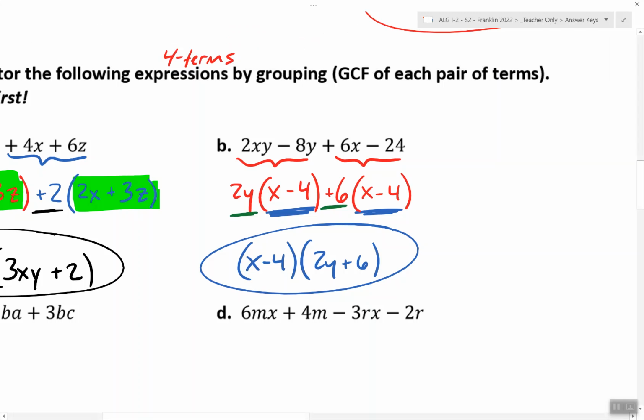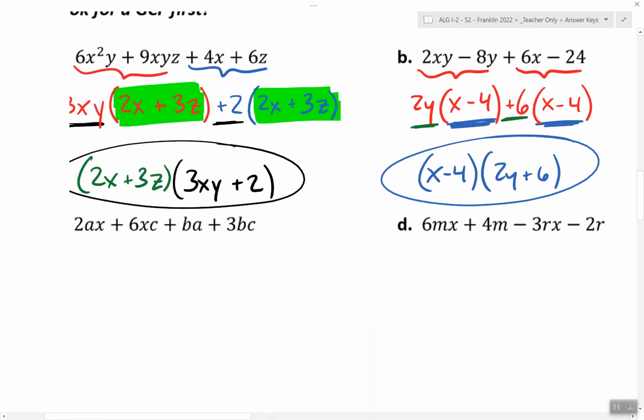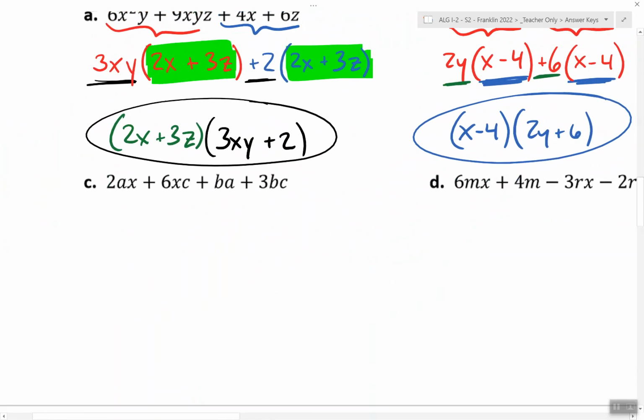So first two terms, take the GCF. Second two terms, take the GCF. What's left should be two identical expressions. That's one of your factors. The second one is what's left. Here, 2y plus 6. Okay, let's try the next one.